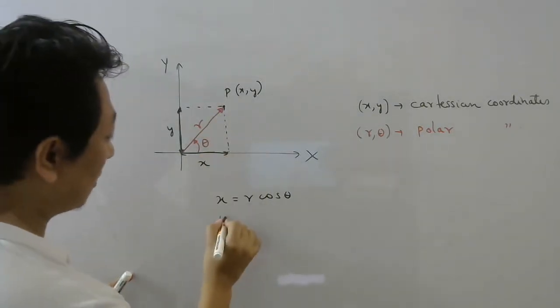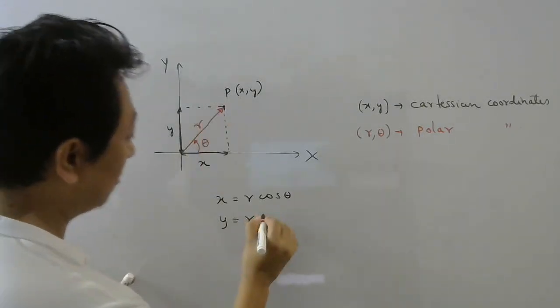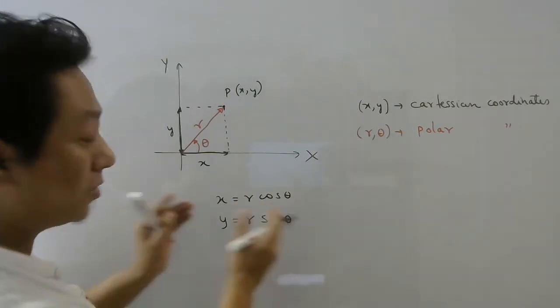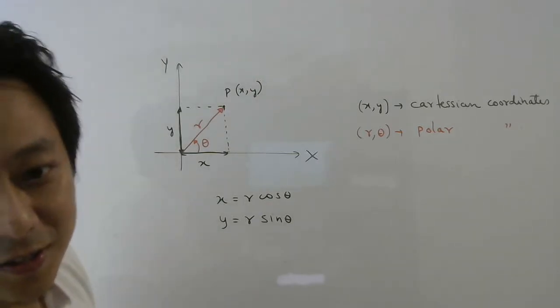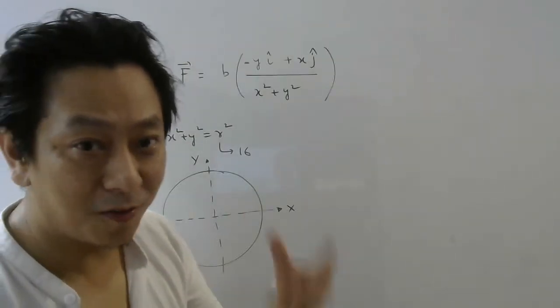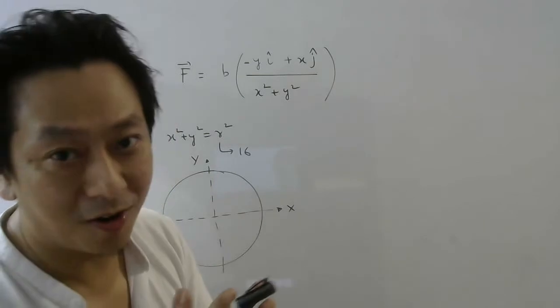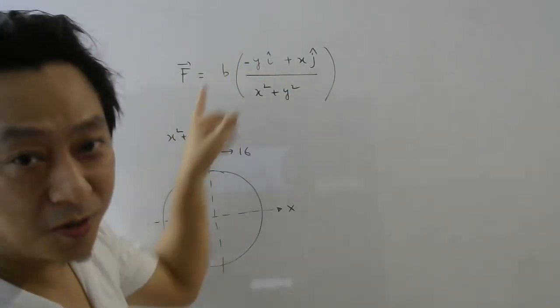And this y can be written as hypotenuse, which is r sin theta. So this is the formula between polar coordinates and Cartesian coordinates, right? Now let us see how to solve the problem using polar coordinates. So remember, this was the force given.